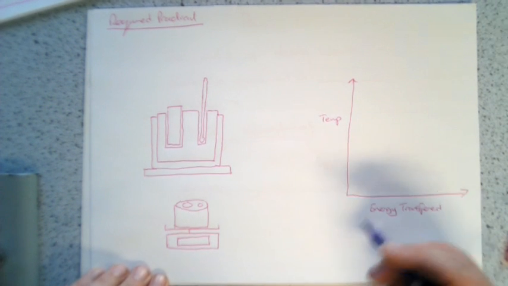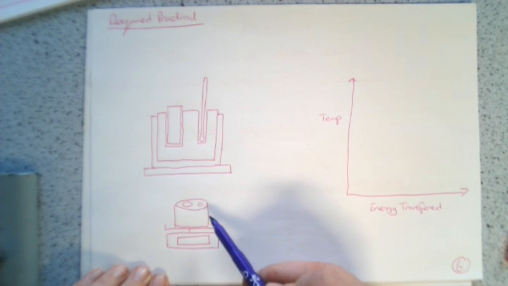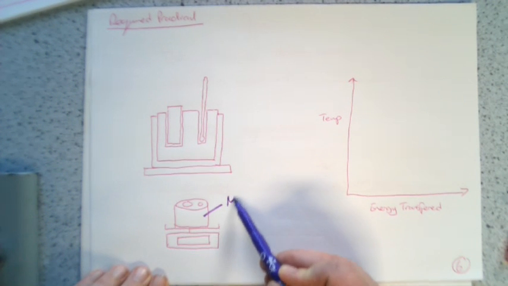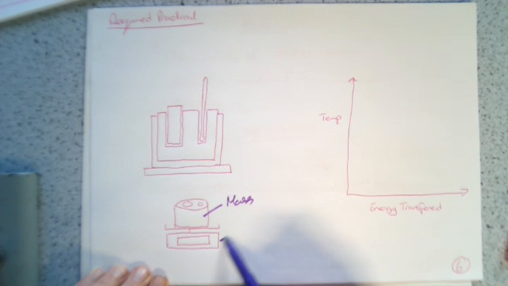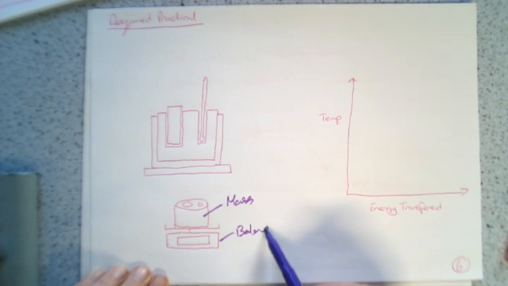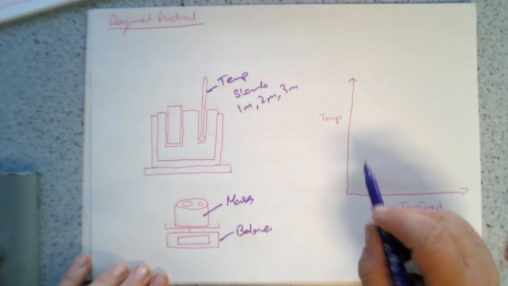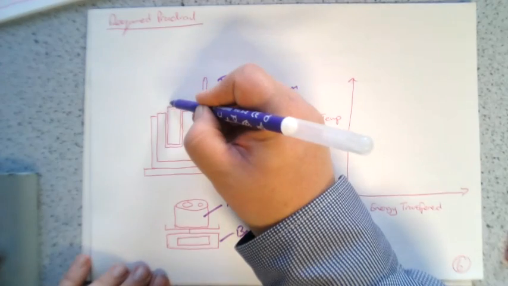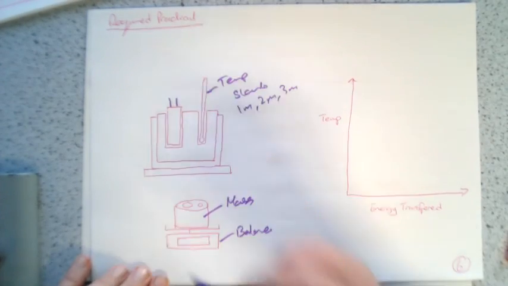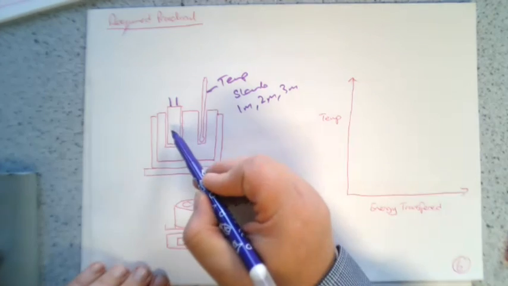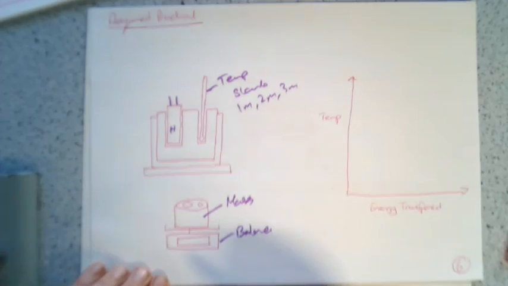So when we're doing our required practical, let's just remember we need to know the mass of the material, and that's why we use our balance, okay? So we get a range of temperatures. But we also need something to heat up our block. And that's where we use, I'm going to put H here for a heater.